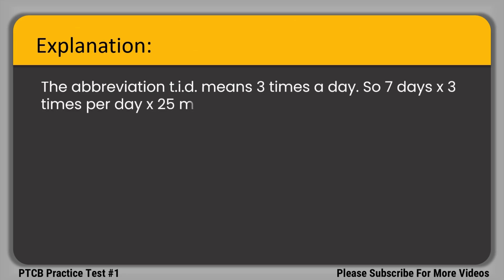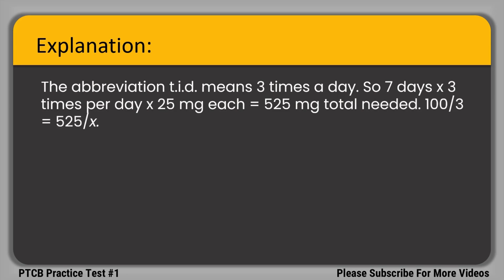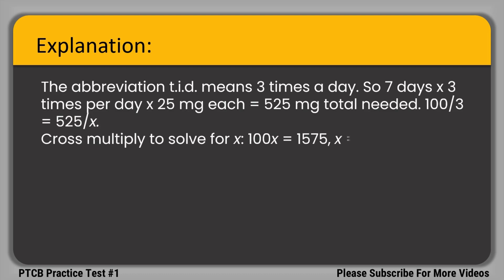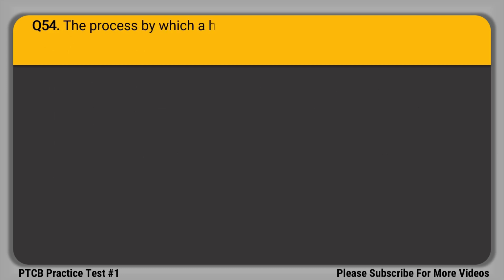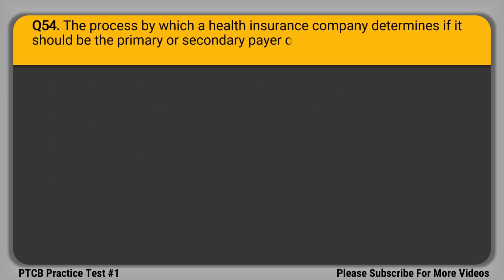So 7 days times 3 times per day times 25 milligrams each equals 525 milligrams total needed. 100 divided by 3 equals 525 divided by x. Cross-multiply to solve for x. 100x equals 1,575. X equals 15.75 milliliters. The answer asks for liters, so divide by 1,000. 15.75 divided by 1,000 equals 0.01575 liters.